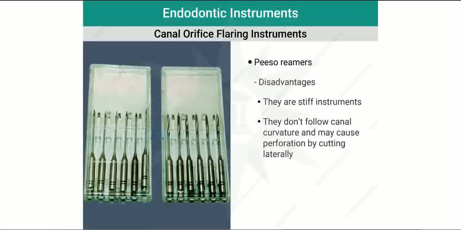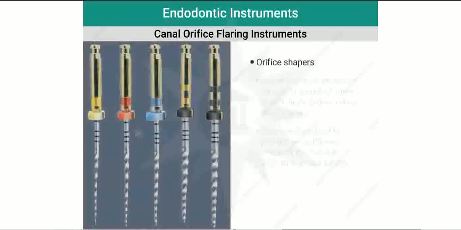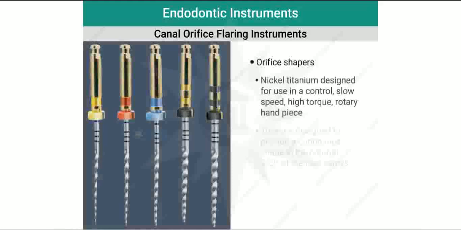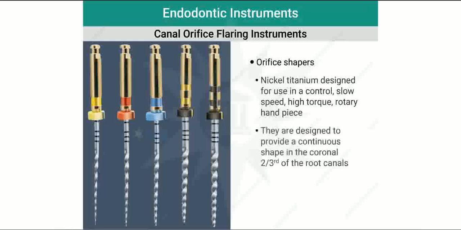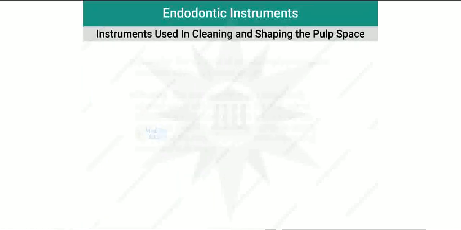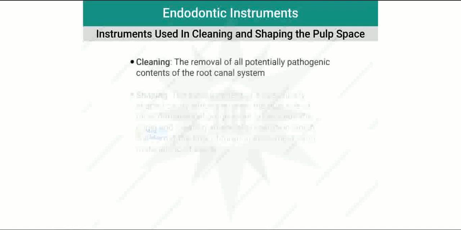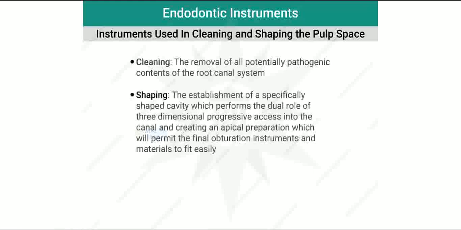Coming to orifice shapers. These are nickel-titanium instruments intended for use in a controlled slow speed, high torque rotary handpiece. They are designed to provide continuous shape in the coronal tooth only. And then instruments used for cleaning and shaping of the pulp space. Cleaning is the removal of all potentially pathogenic contents of the root canal system. And shaping is the establishment of a specifically shaped cavity which performs the dual role of three-dimensional progressive access into the canal and creating an apical preparation, which will permit the final obturation instruments and material to fit easily.